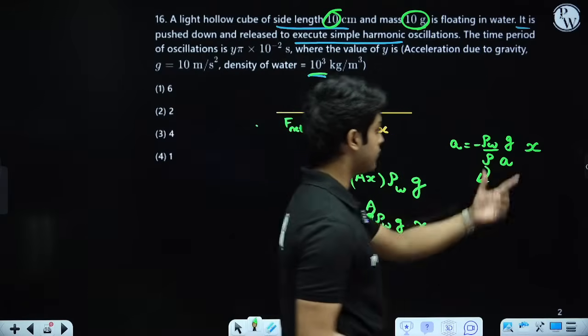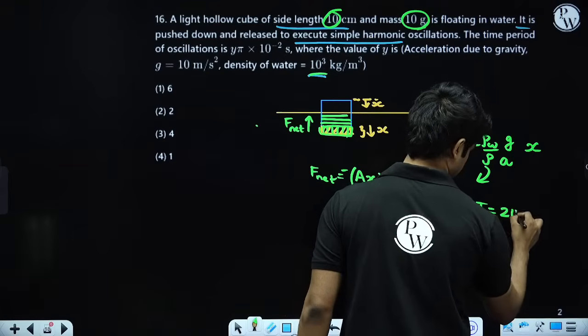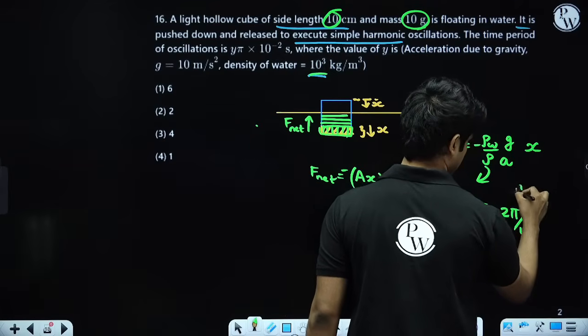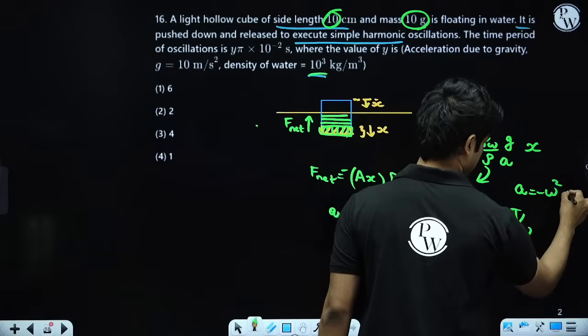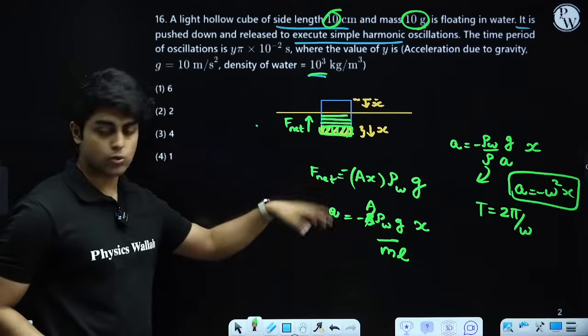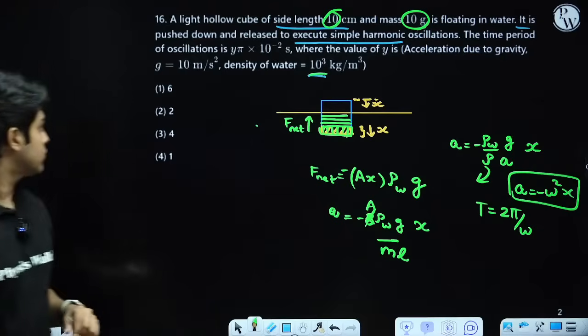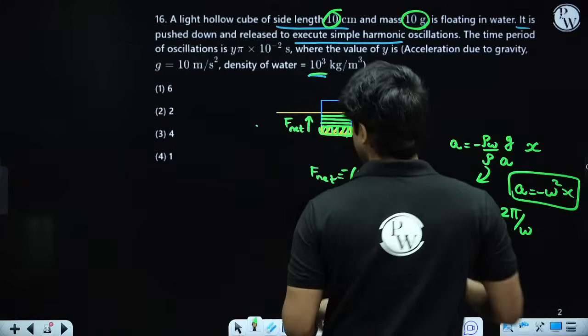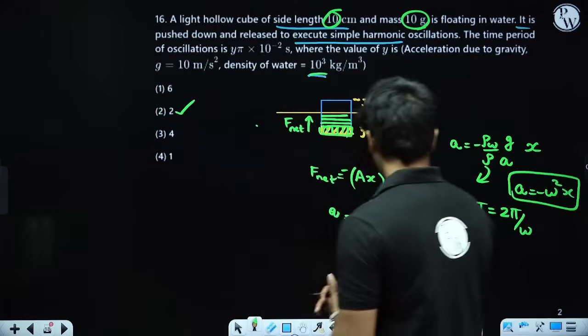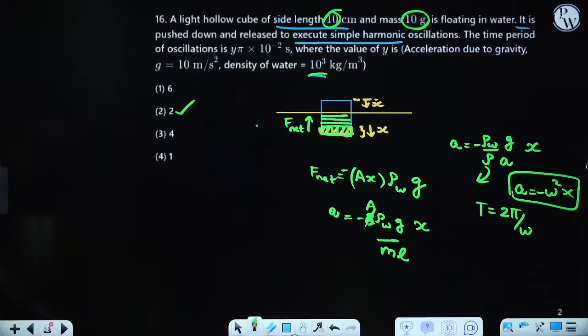So when you write it as minus omega square x, the time period is simply 2 pi by omega. This is the simple SHM logic, right? So I'm not doing the calculations. The main step is to write down the net force and figure out the net acceleration. Alright, so the answer will come out to be 2 once you solve it. Okay. Alright, moving on.